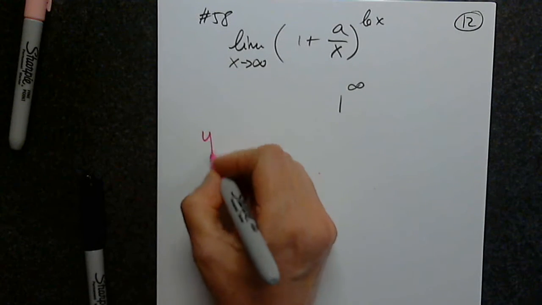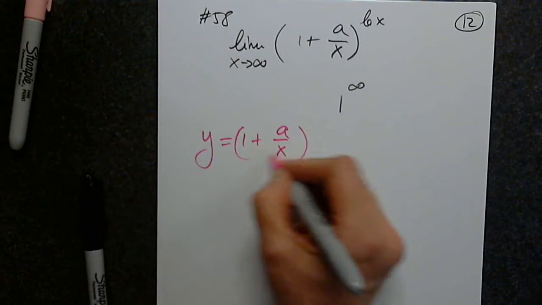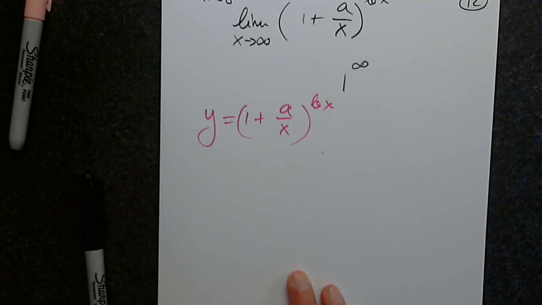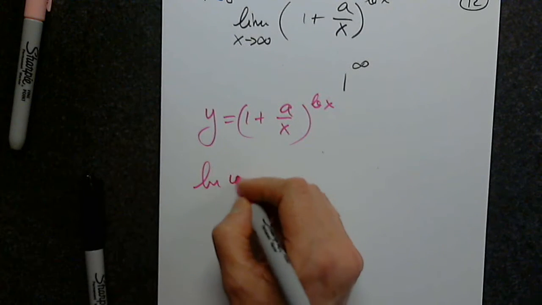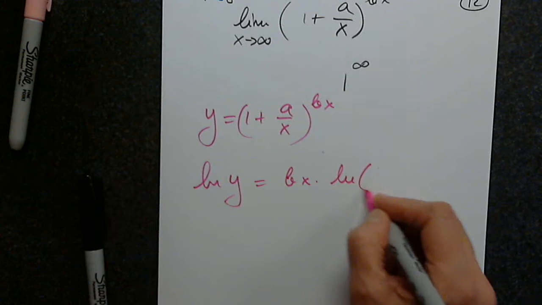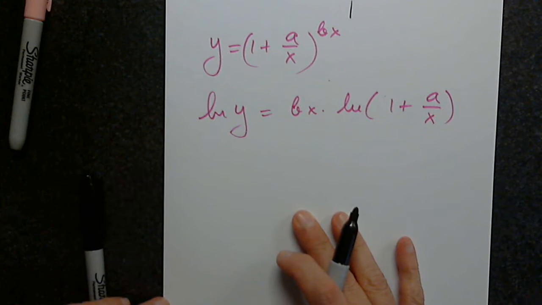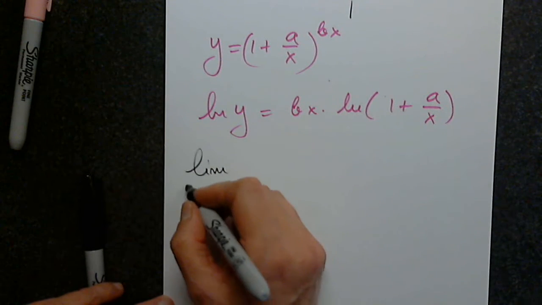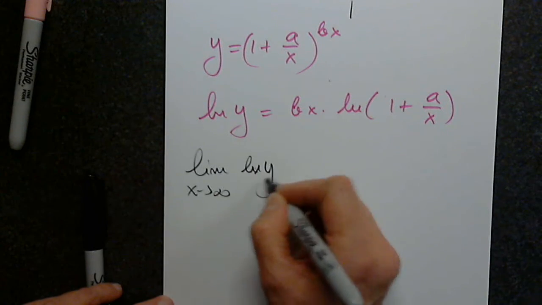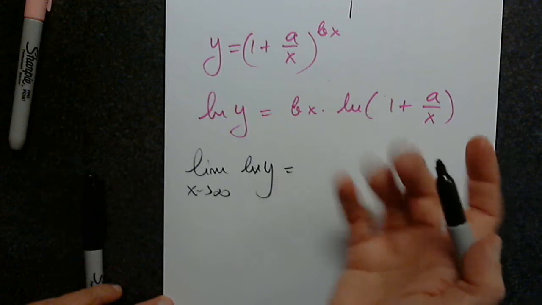Yes. So first I have to write y equals 1 plus a over x raised to bx. I have to write this first. Then what do I write? Yes. Natural log y equals bx times natural log of 1 plus a over x. Good. Next. Yes, of course. Now the limit. Yes, I was just waiting for you to say. Limit of this is limit of this.